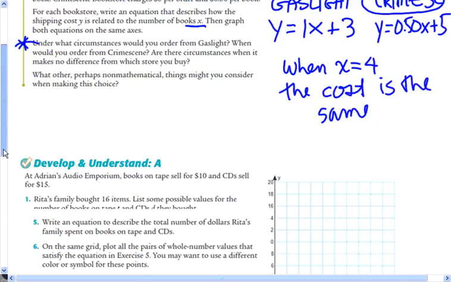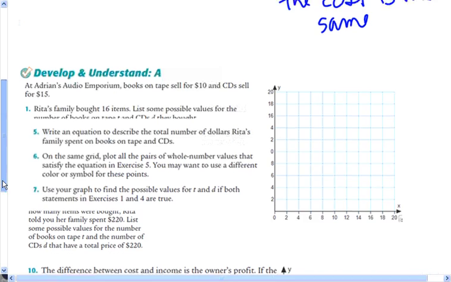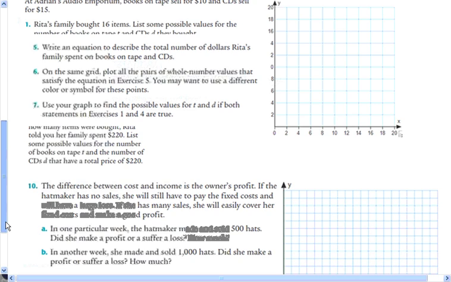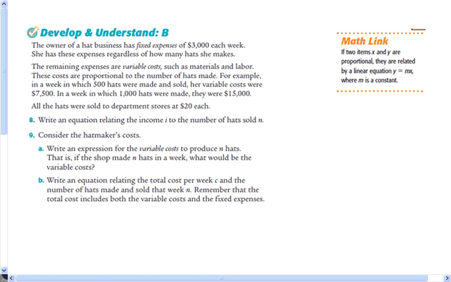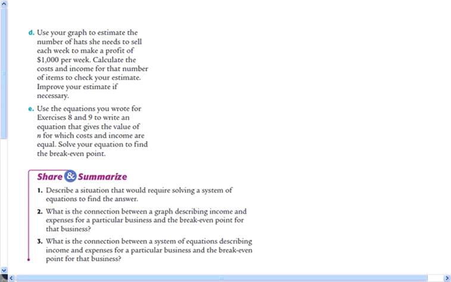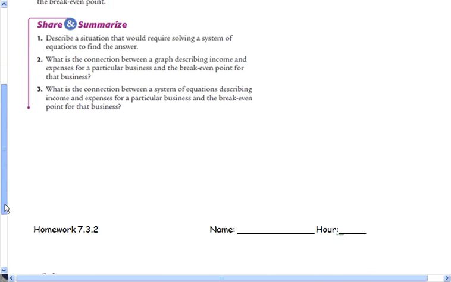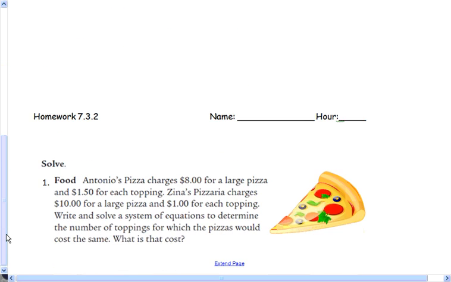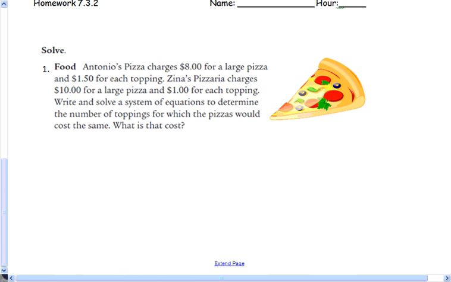All right, we're going to do a couple more problems here. Some of these we'll just do in class, but I'm going to give you some examples that I want you to do. Let's go right to where it says homework, and we'll do this pizza problem. So our goal here is to write 2 equations that represent that.